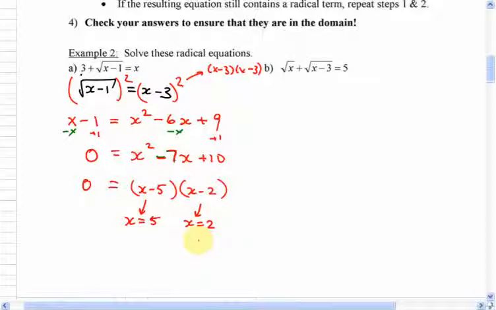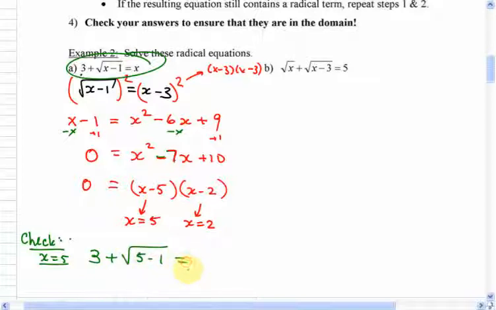Now, ladies and gentlemen, with these square root functions, can you please plug it back in to check? Because some of these actually don't work. Even though the algebra makes sense, you have to plug it back in to check. So let me check x equals 5. When I plug it back into the original, 3 plus the square root of 5 minus 1. What's 5 minus 1? 4, square root of 4 is 2, 3 plus 2 is 5. That equals x. That works.